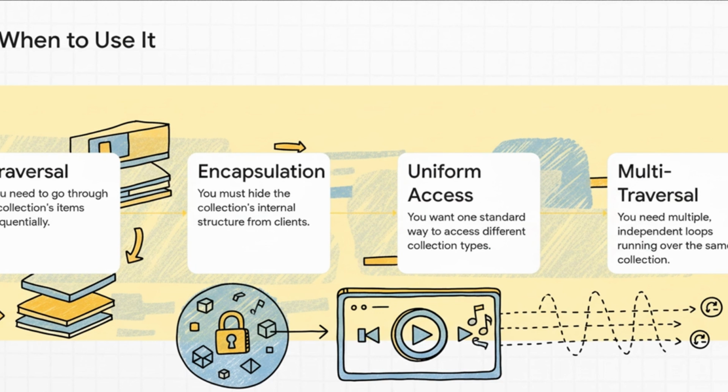First, and this is the most obvious one, you need to traverse a collection, go through its items. Second, you are serious about encapsulation and you really want to hide the collection's internal guts from the outside world. Third, you want a uniform, standard way to access different kinds of collections. Maybe you have a list, an array, and a custom tree, and you want to loop through all of them with the exact same simple while loop. And finally, this one is a really powerful use case. You need multiple independent traversals running over the same collection at the same time without them getting in each other's way. The iterator makes this incredibly easy to do.